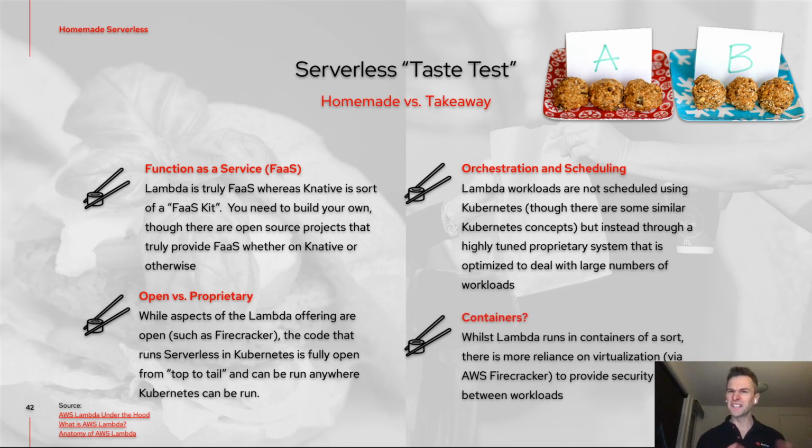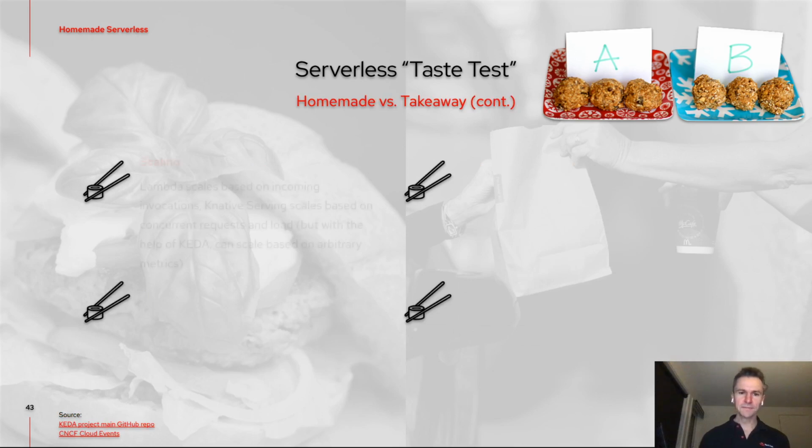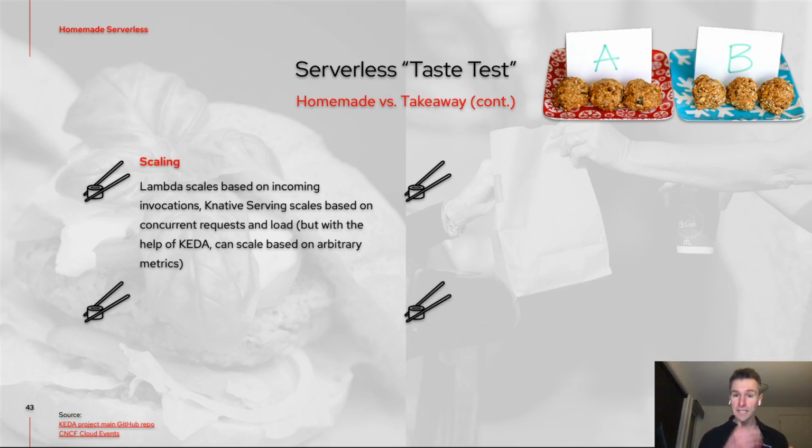Containers. Whilst Lambda runs in a container, well, sort of, it's more on this virtualization layer, this Firecracker layer, to provide security between workloads. Knative is using containers, 100%. In terms of scaling, Lambda scales based on incoming invocations. Knative serving scales based on concurrent requests and load. But with the help of some other open source projects, one called Keda, coming from Microsoft and others, you can scale based on arbitrary metrics, such as the depth of a queue, like a Kafka queue. With OpenShift, there's also this other thing called a machine autoscaler, which allows a Kubernetes cluster to grow based on incoming load and requests. So your cluster could conceivably grow, which makes serverless even more appealing in those worlds.